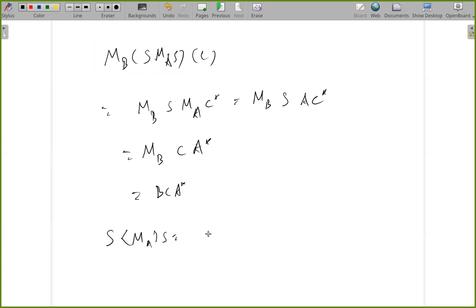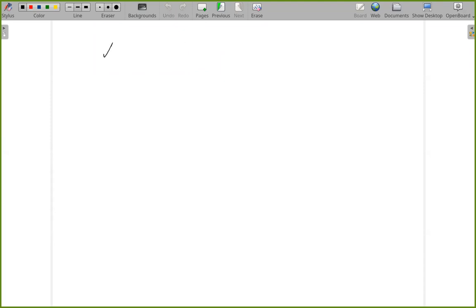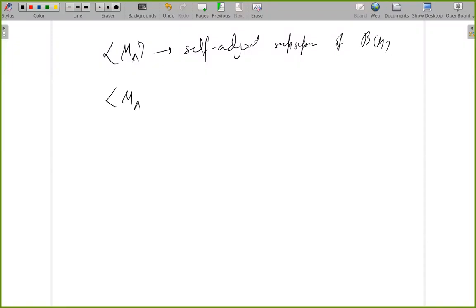SMA, S is in fact the commutant. But we also saw that S square is equal to identity, so I can replace this as S inverse. So I have two self-adjoint subspaces. MA is a self-adjoint subspace of B of H, which is B of Cn. And MA commutant is also a self-adjoint subspace of B of H.